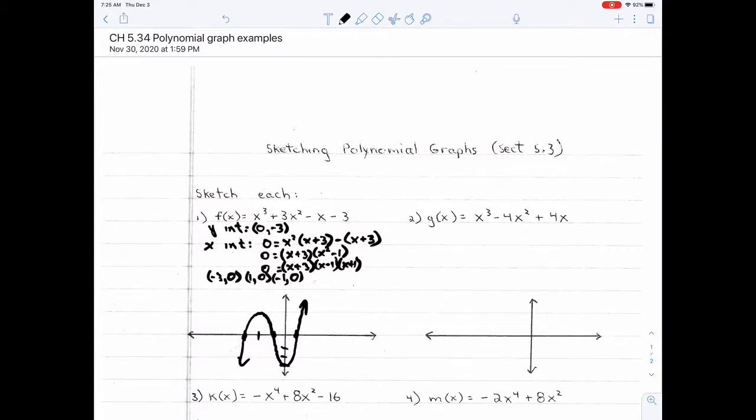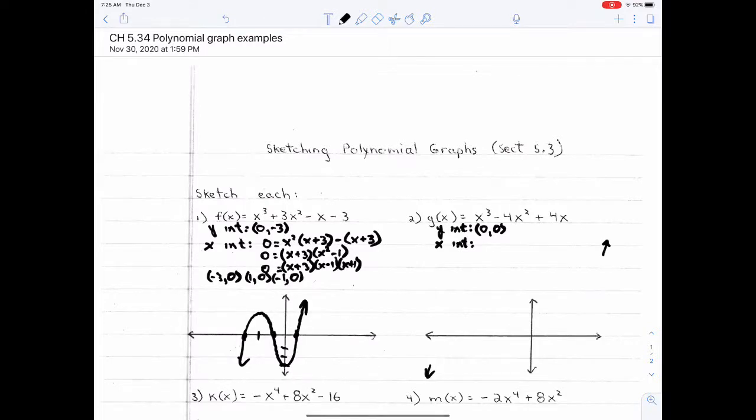Okay, so again, your leading coefficient here is positive, so it's going to go up on the right, and it's cubed, so it's odd, so it's going to do the opposite. It's going to go down on the left. Okay, so let's find the y-intercept, and if you plug in 0 for x, you get 0, so the y-intercept is 0, 0.